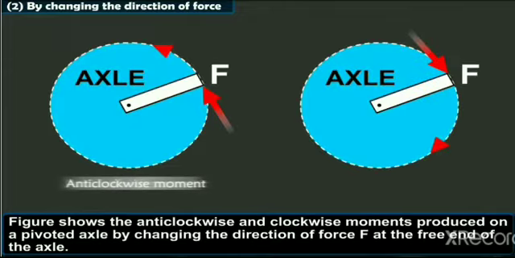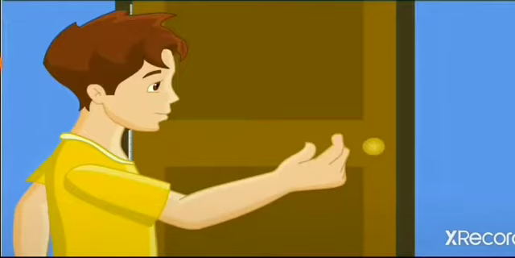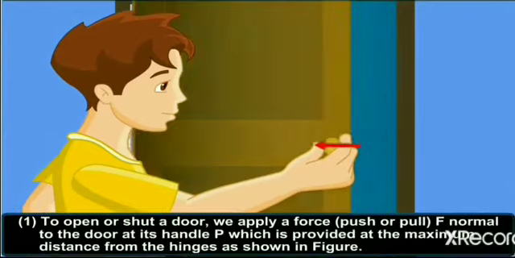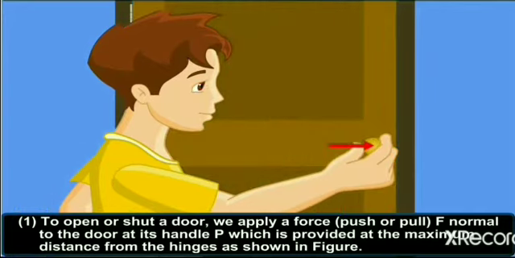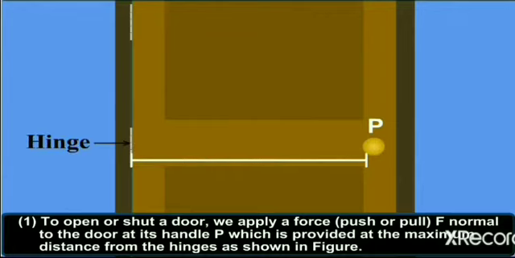Figure shows the anti-clockwise and clockwise moments produced on a pivoted axle by changing the direction of force F at the free end of the axle. Common examples of moment of force. 1. To open or shut a door, we apply a force, push or pull, F, normal to the door, at its handle P, which is provided at the maximum distance from the hinges as shown in figure.